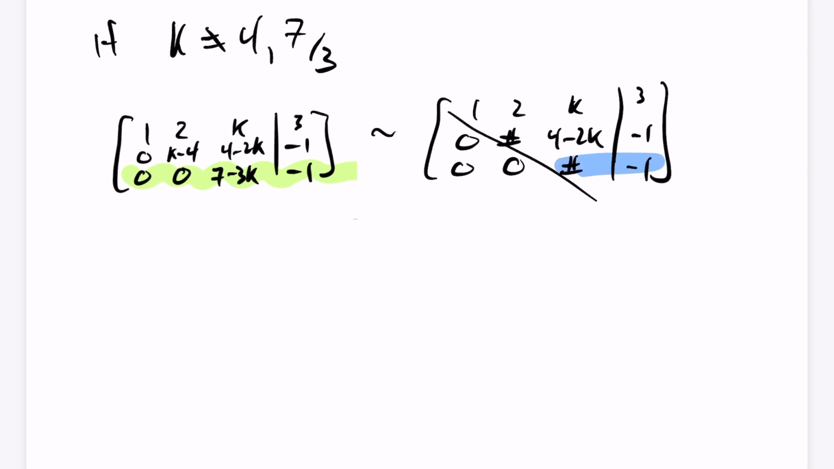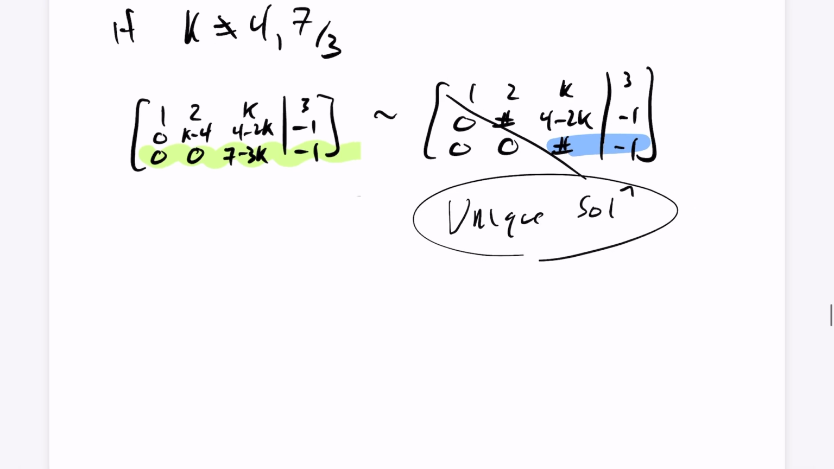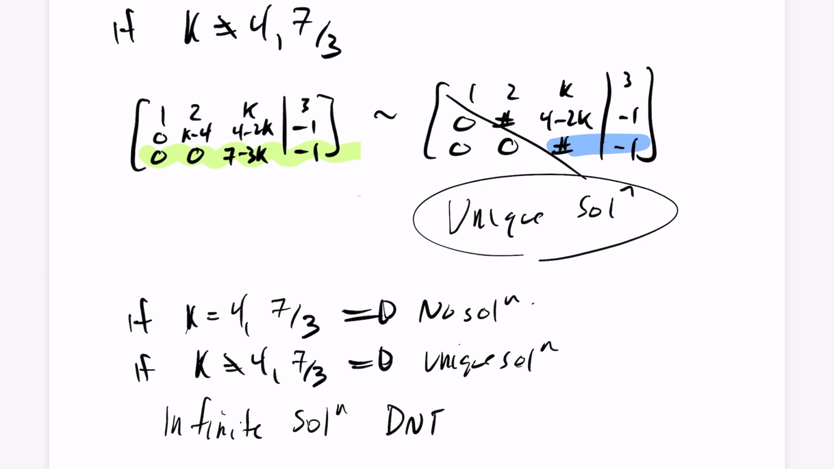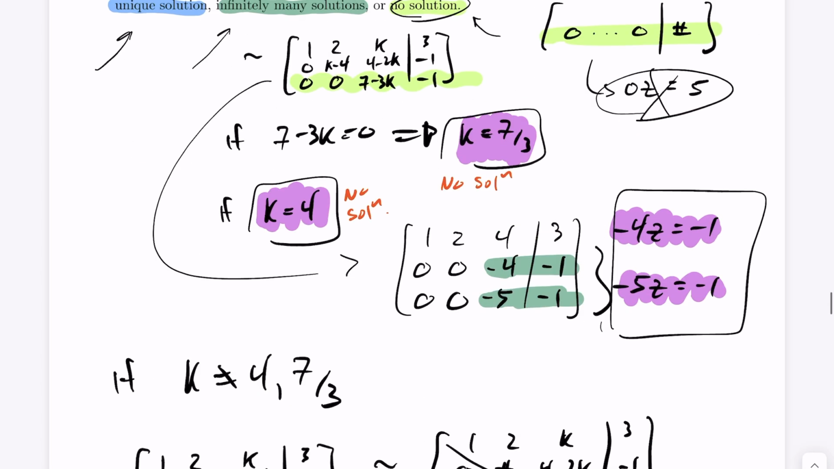I can solve for this equation by back substitution, solve for this one, back substitution, solve for this one, and it's going to result in a unique solution for this example here. So therefore we have the option that if k is 4 or 7/3, we are going to have no solution. And we know that if k is not equal to 4 or 7/3, we are going to have a unique solution. And lastly, infinite solution does not exist. So we can't have infinite solution with this question.